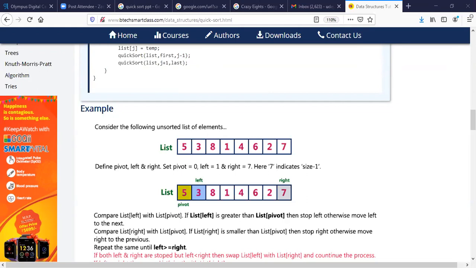Sir, kindly share the website names in our class group. Okay, I will share. Then in the Olympus portal also, I shared some of the topics with PPT for easy understanding of what we are taking in the class. You have to see that.